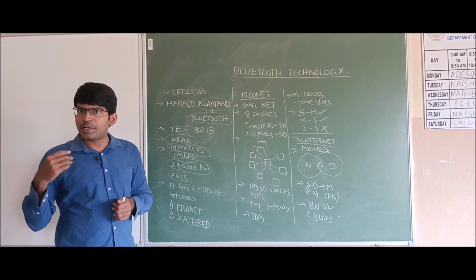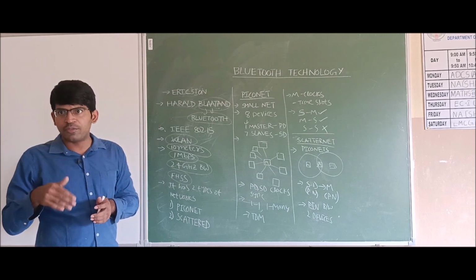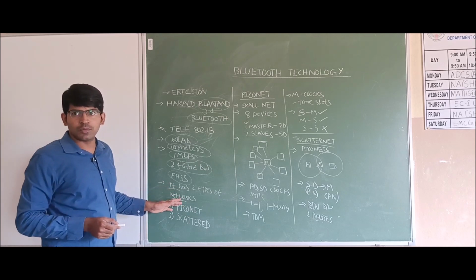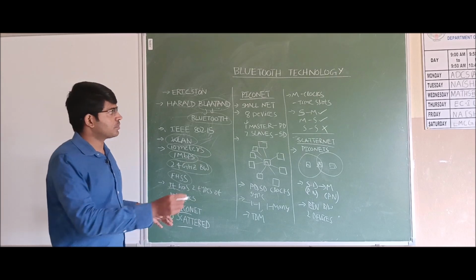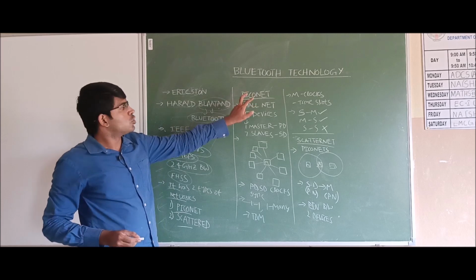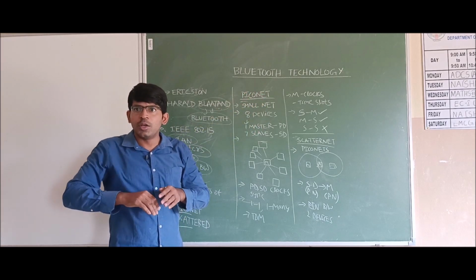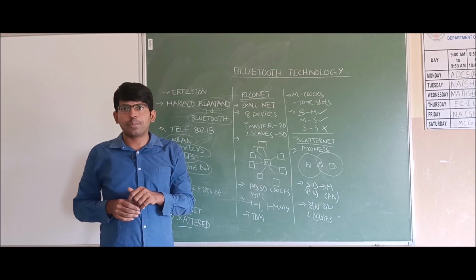Frequency hopping spread spectrum communication is used in Bluetooth for transferring the data from one device to another device. Mainly it has two types of networks. One is piconet, the second one is scatternet. Piconet means, pico means small, so we are saying this is a small net. In Bluetooth we can connect a maximum of 8 devices at a time.